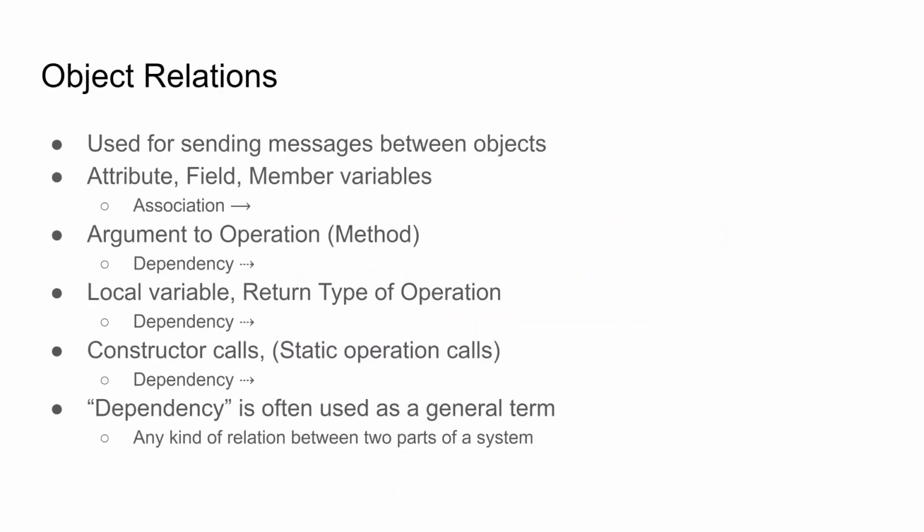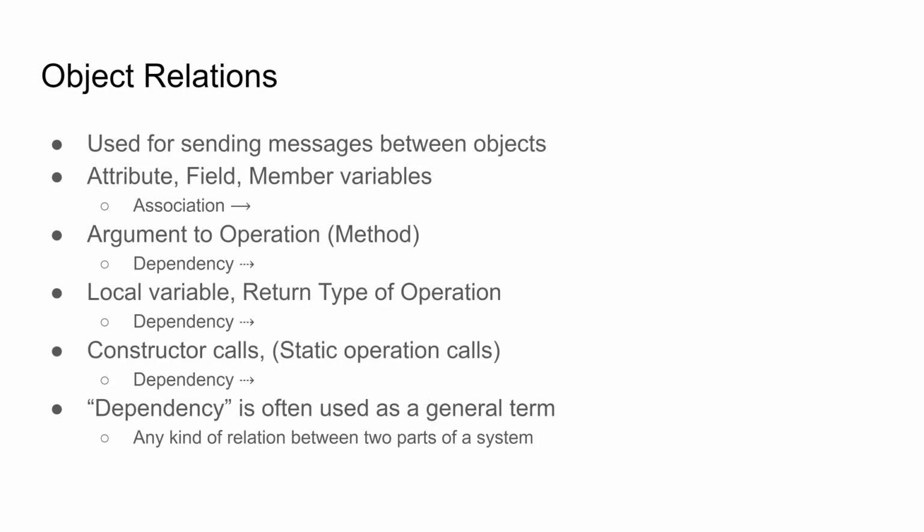So we have previously seen a couple of types of relations between objects in our examples. And we use these relations to send messages between the objects so that they can collaborate and do things. This technically means that we call methods on objects. And to be able to call a method, we need to have a relationship between the objects.